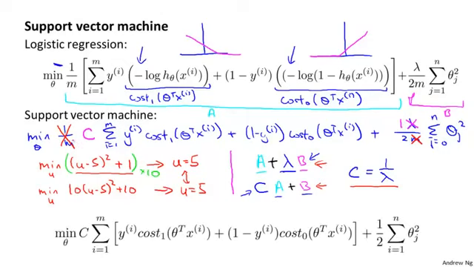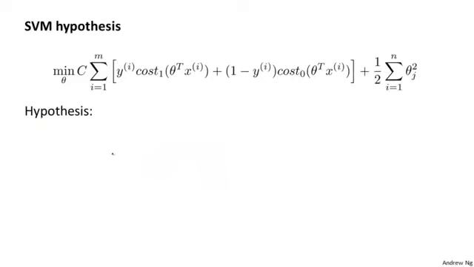So that gives us our overall optimization objective function for the support vector machine. If you minimize that function, then what you have are the parameters learned by the SVM. Finally, unlike logistic regression, the support vector machine doesn't output a probability. Instead, we have this cost function, which we minimize to get the parameters theta.